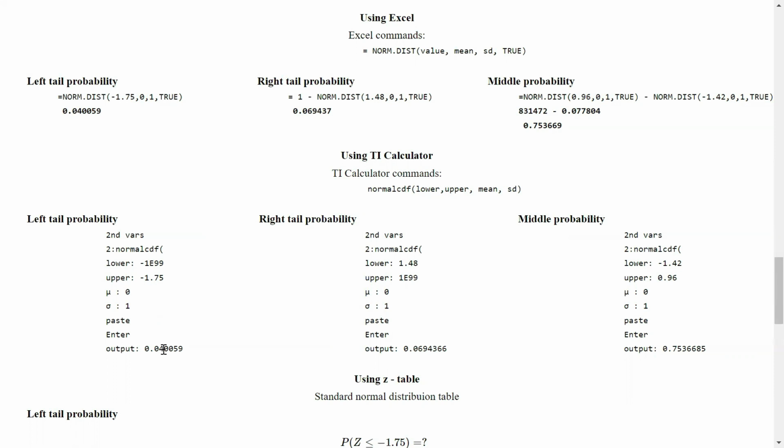If we enter, we get this value, the left tail probability. For right tail, lower is 1.48, upper is 1E99, a very large positive value representing positive infinity, mean 0 and standard deviation 1, default values kept as they are. If we enter, we get this value, the right tail probability. For middle probability, lower is negative 1.42, upper is 0.96, mean 0 and standard deviation 1, default values as they are. If we enter, we get this as the middle probability.